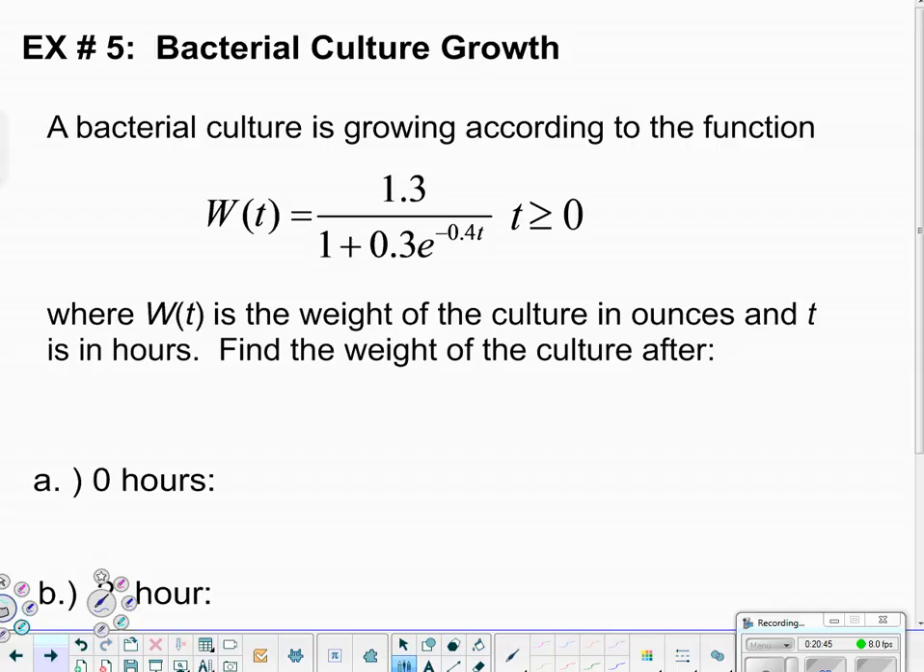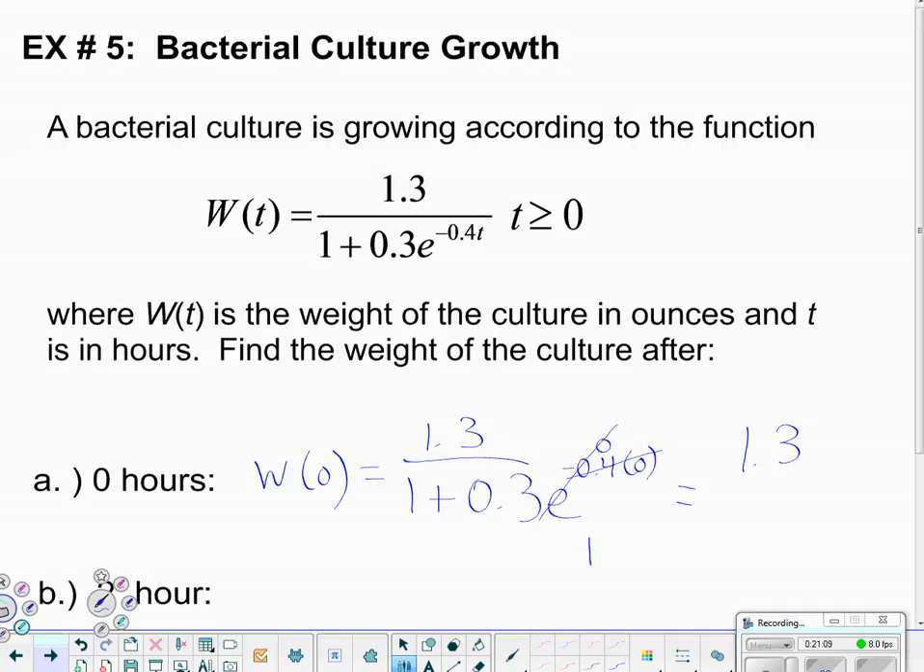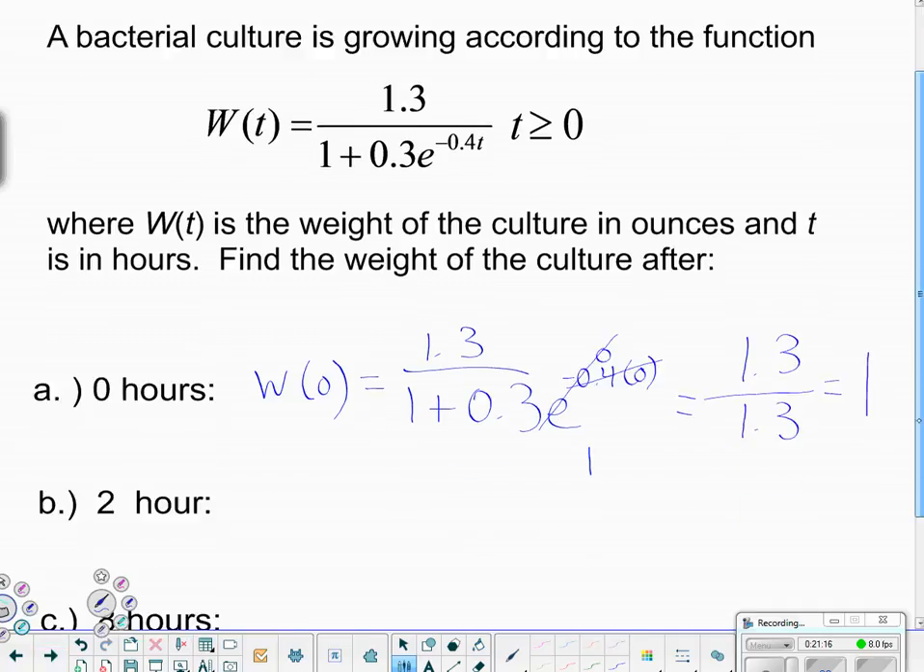Next is find the weight of the culture after time zero. Well, this is going to be just W of 0. And then just plug in your 0. 1.3 over 1 plus 0.3 e to the negative 0.4 times 0 goes in for our t. Well, this goes to 0. E to the 0 goes to 1. And we're left with 1.3 over 1.3. Looks like 1 to me. And then you can do the other hours as indicated.